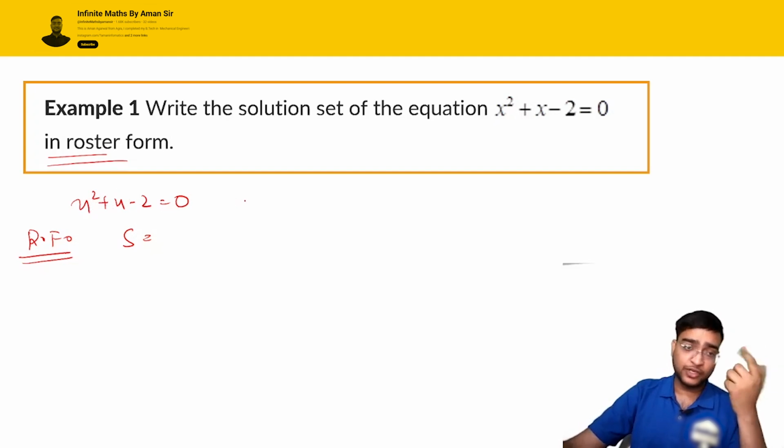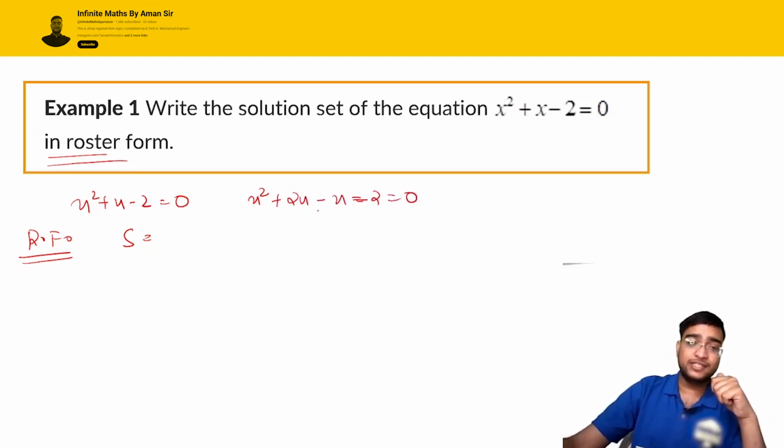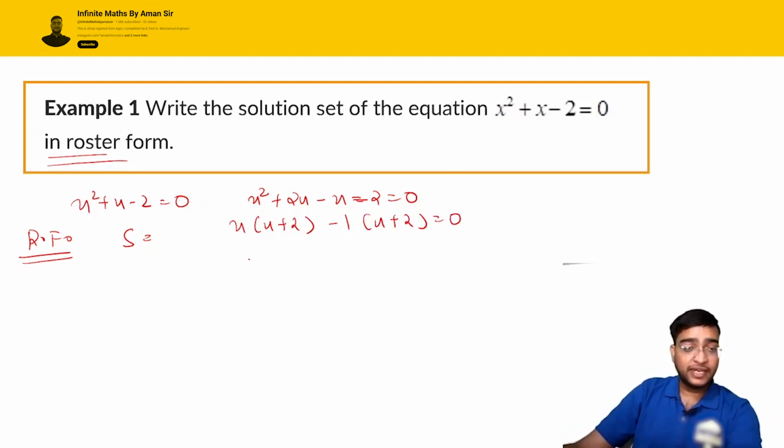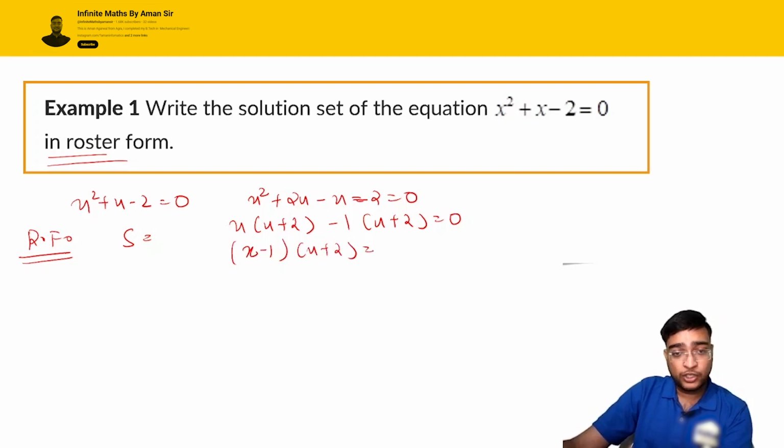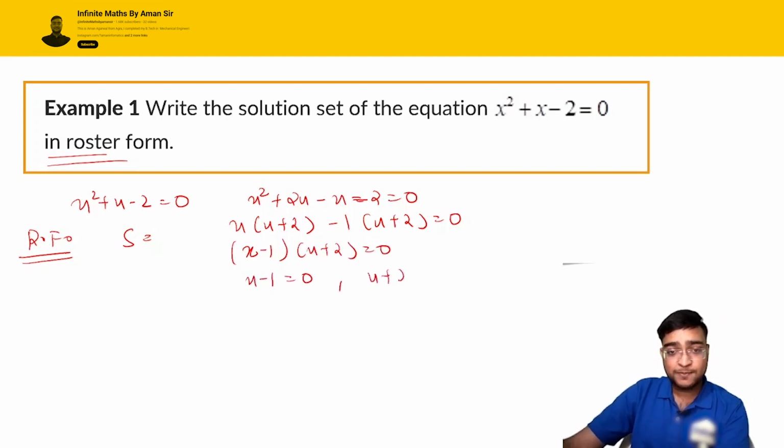What is the solution of this equation? x squared plus 2x minus x minus 2 equals 0. Then we take common: x(x + 2) minus 1(x + 2) equals 0. Then (x minus 1)(x + 2) equals 0. So x minus 1 equals 0 and x plus 2 equals 0, and this gives x equals 1 and x equals minus 2. So these are the two solutions of this equation.